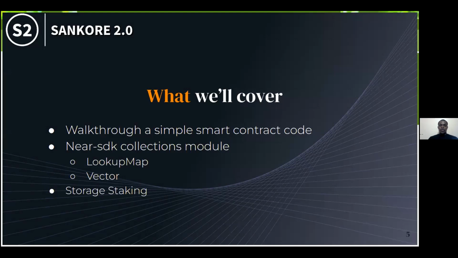So we're going to walk through a simple smart contract code. We're going to write a smart contract to do with the storage collection. In that particular code, we're going to look at the NEAR SDK's collections module. The collections module avails to us various data structures that we can use to persist our data on blockchain. And guys, by persisting data on blockchain, you're able to store data on the NEAR blockchain, so it's going to act as a database.